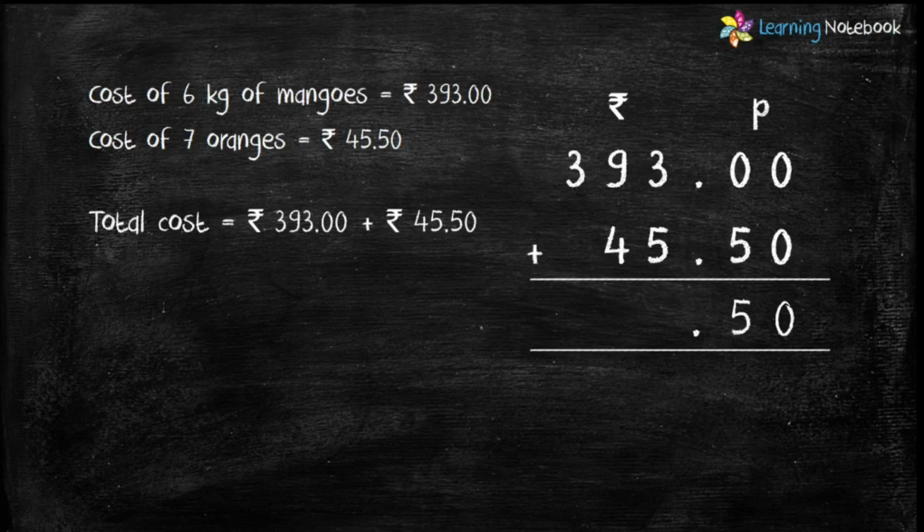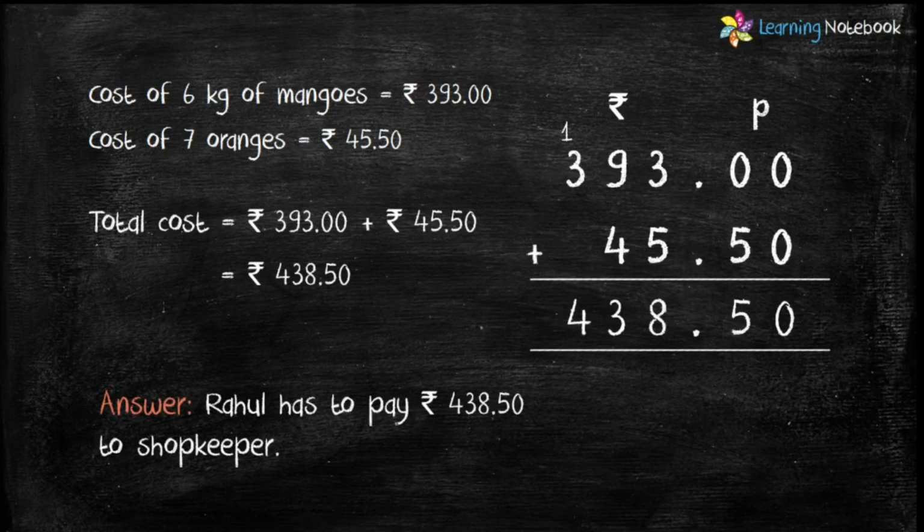3 plus 5 equals 8. Next, 9 plus 4 equals 13. Regroup 13, write 3 in the answer and 1 gets carried over. In the end, 1 carry plus 3 equals 4. So students, the answer is Rahul has to pay 438 rupees and 50 paise to the shopkeeper.